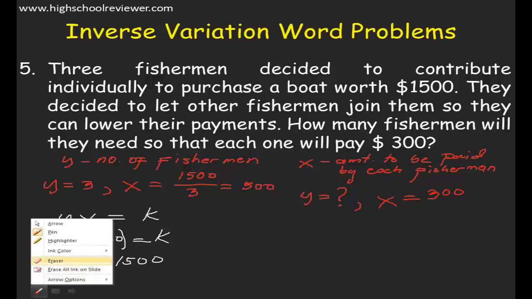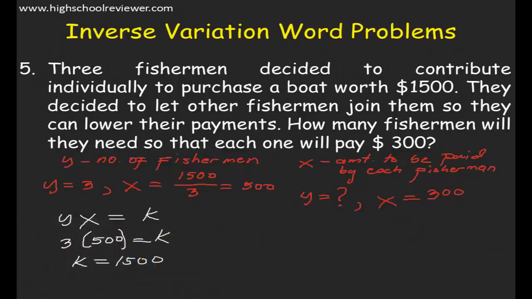So let us find the value of y. Again, we will use the equation yx is equal to k. Our y is the unknown, our x is 300, y equals to 1,500. Okay, so 300y equals 1,500. To find for y, we need to cancel out 300. So to cancel out 300, just divide both sides of the equation by 300.